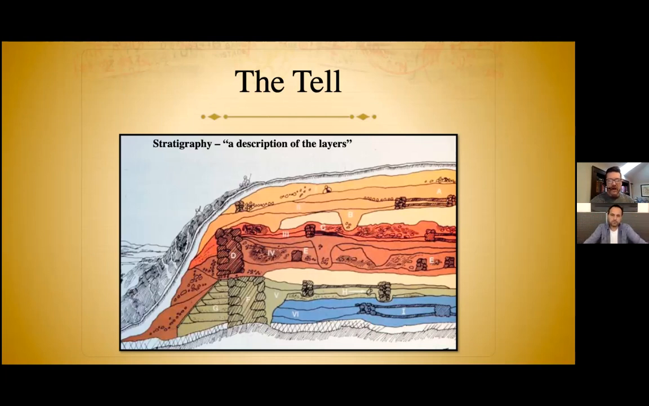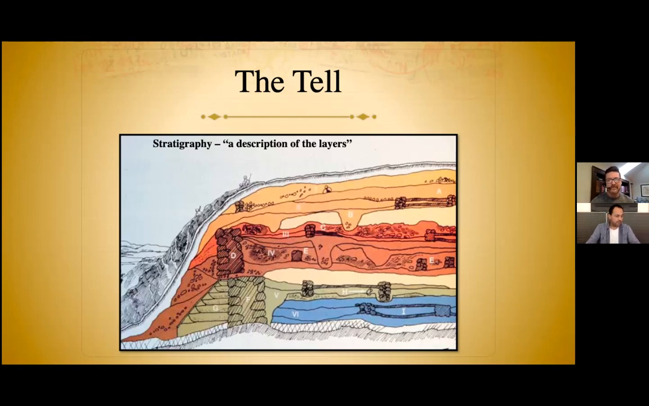And in archaeology, our goal is to excavate down to bedrock eventually. But we have to be very careful to record everything that we discover as we dig down. And excavation methods have come a long way since the 19th century, since early archaeology.